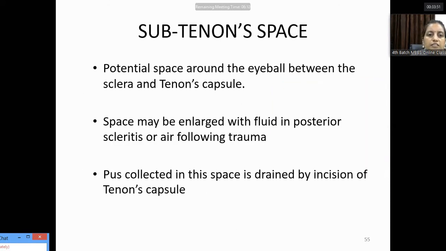Subtenon space is a potential space between the sclera and the Tenon's capsule. This space may be enlarged with fluid in posterior scleritis or following trauma. Pus collected in this space is drained by incisions of the Tenon's capsule.